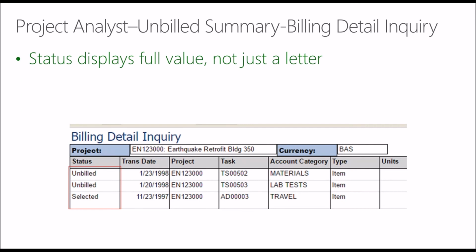Now under the project analyst, again, some of these are little tweaks, but some things make a lot of sense. For example, the billing details inquiry report, when it would show you the status, would show you the single letter value, U or S, in this example here. Well, if it's going to put U, let's at least spell it out for people. Obviously, U means unbilled, but if you have the space, and we definitely have the space here, why not print out everything? So we've made it print out unbilled and selected, based on the statuses that have been set up in the system.